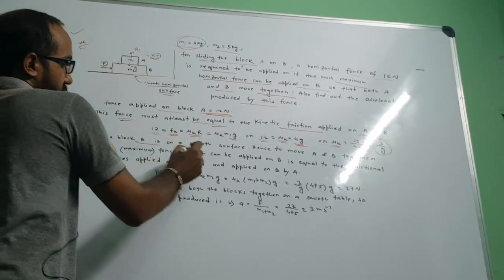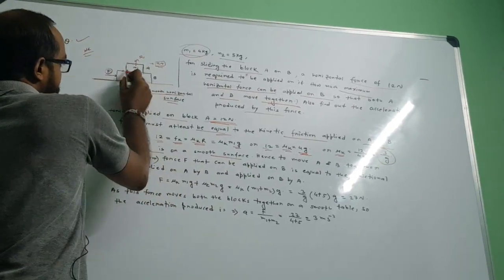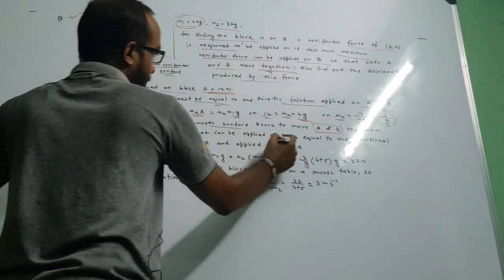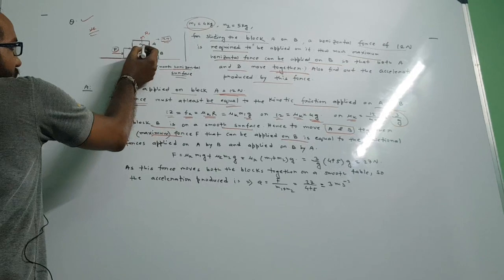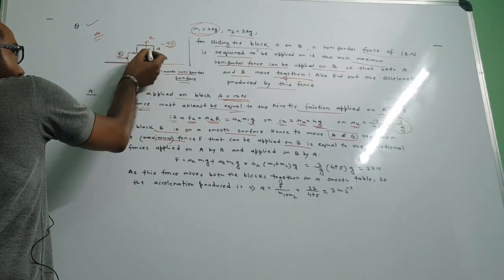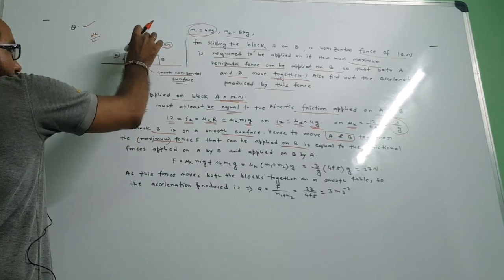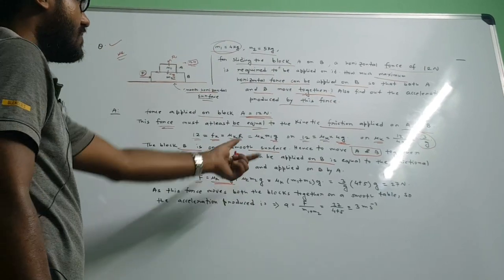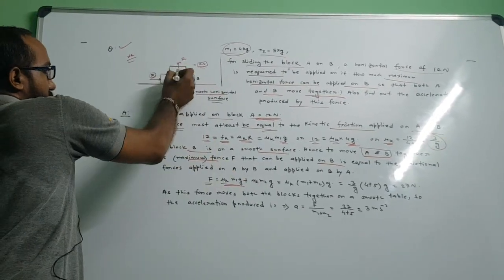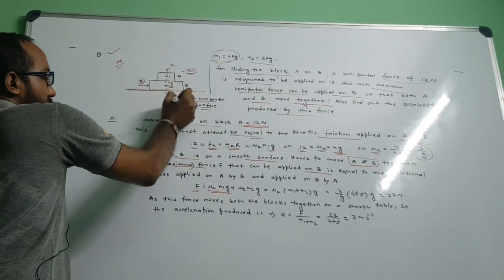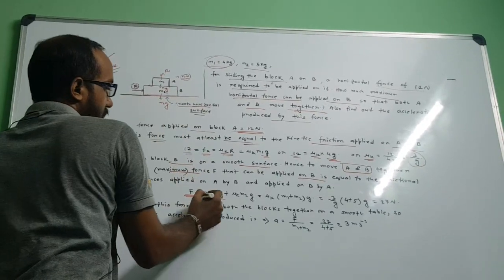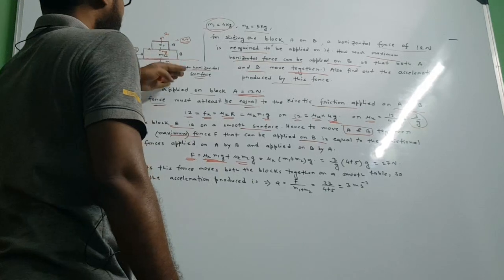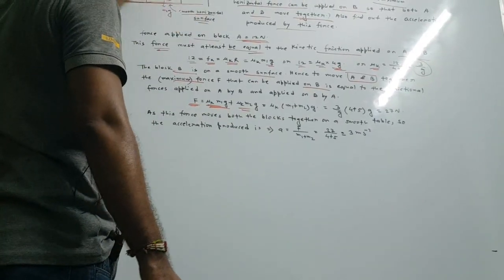Now the block B is on a smooth surface, as we can see here. So to move A and B together, the maximum force that can be applied on B is equal to the frictional force applied on A by B and on B by A. Those two frictional forces should be equal to this force. So this force should be mu k into R1 plus mu k into R2. R1 is m1g, R2 is m2g. Thus the frictional force should be balanced with the applied force in order to move the objects together, A and B.